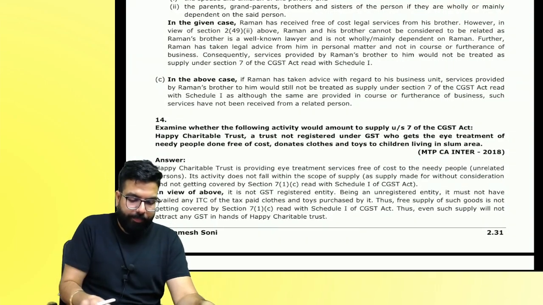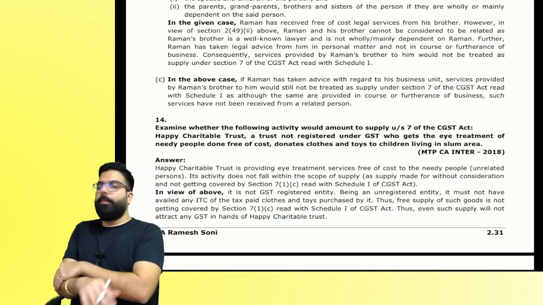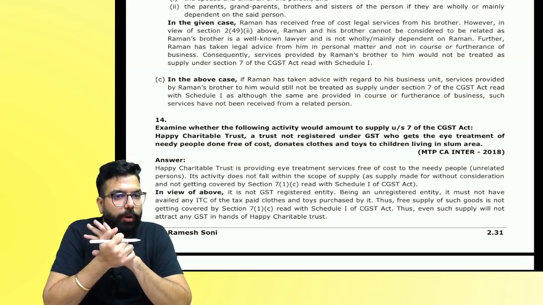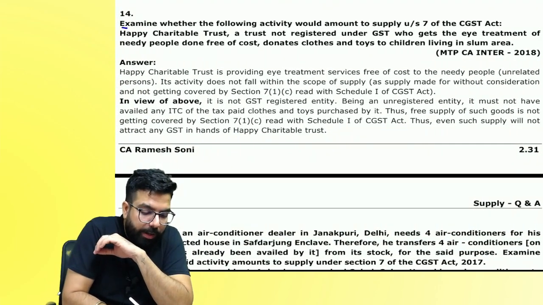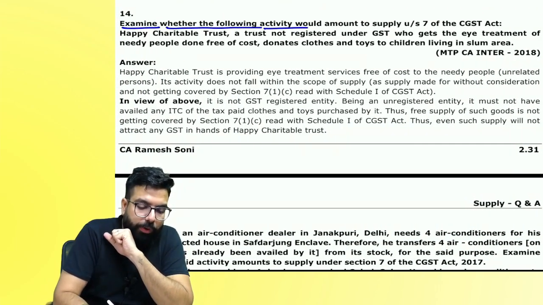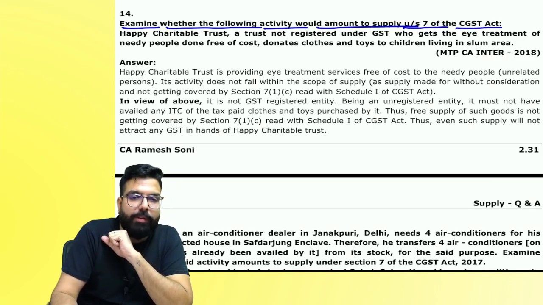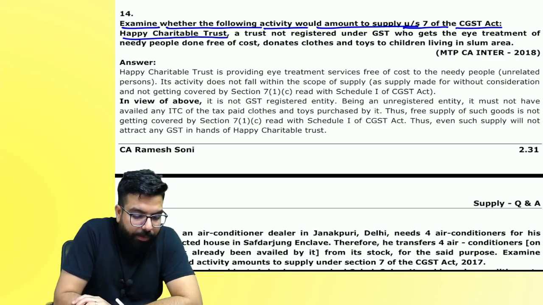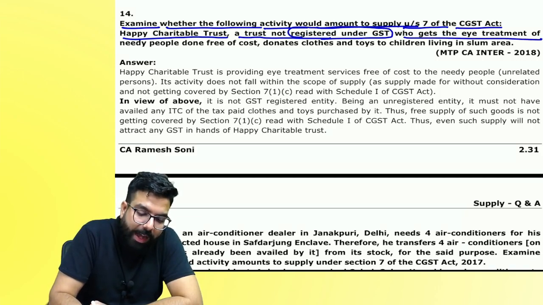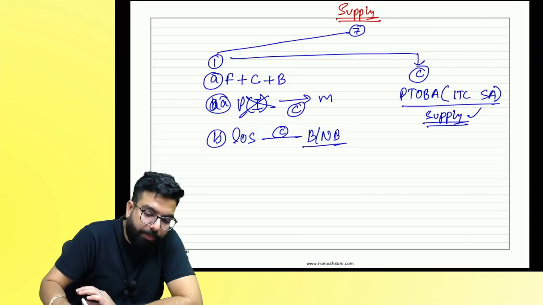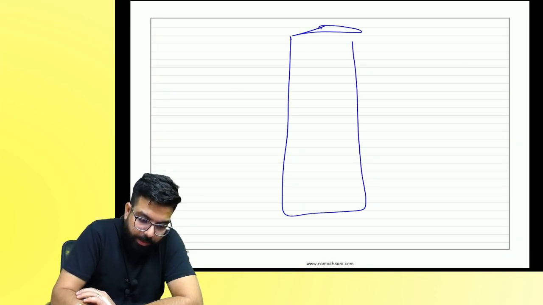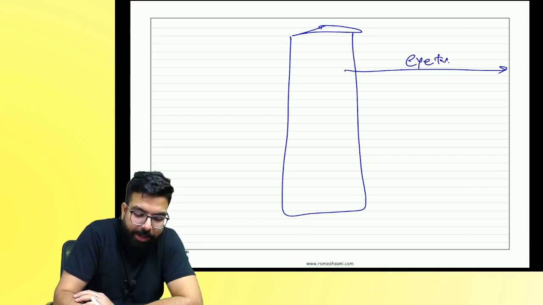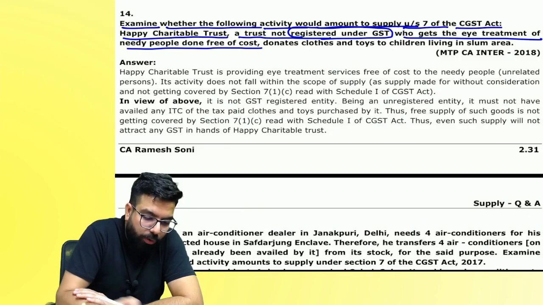See this question on the board. It says, examine whether the following activity would amount to supply under section 7 of the GST Act. Happy Charitable Trust, a trust not registered under GST, gets the eye treatment of needy people done free of cost. They get the eye treatment done free of cost, right, everyone?